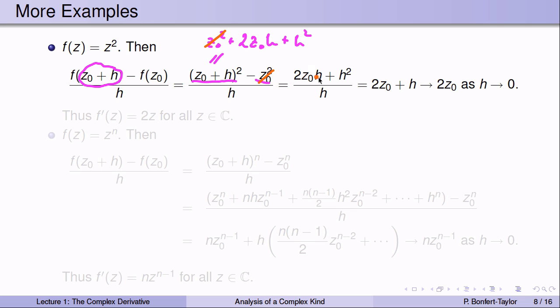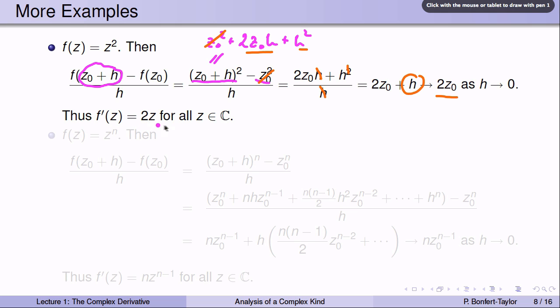Which means the numerator simplifies to 2z0h plus h squared. Next, we can cancel an h out of the numerator and an h out of the denominator. So we are left with 2z0 plus h. And as h goes to 0, this plus h term becomes less and less important, so that in the limit, we are left with 2 times z0. So the limit exists, and therefore f prime of z is 2z for all z in the complex plane.